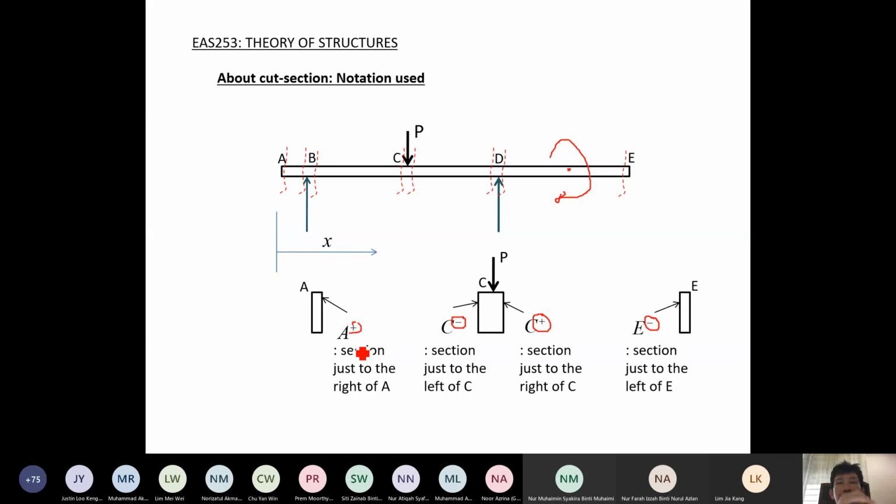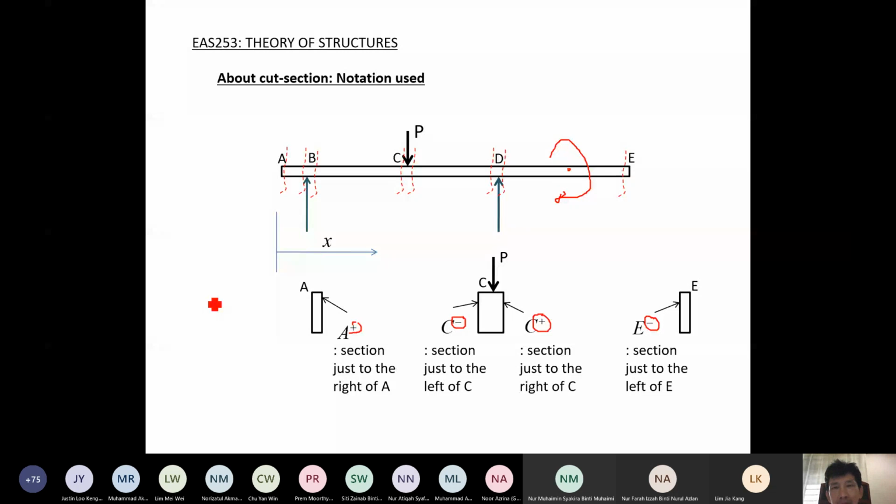So this is a little about just to the left and just to the right of the point where there is a loading acting or a free end, because we cannot cut through the free end, and we cannot cut through the loading. So we have to cut either just to the left or just to the right, and this is the symbol that we use. This will be used later when we want to draw a shear force diagram and bending moment diagram using another method.